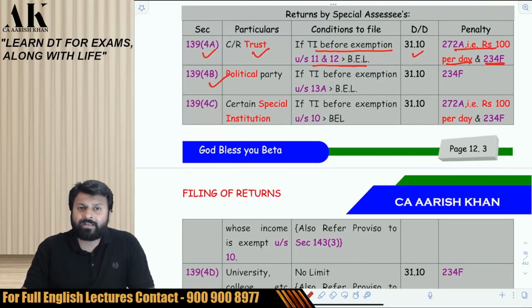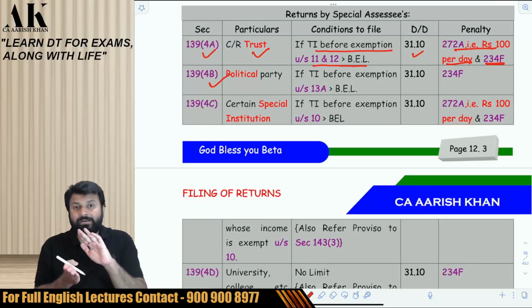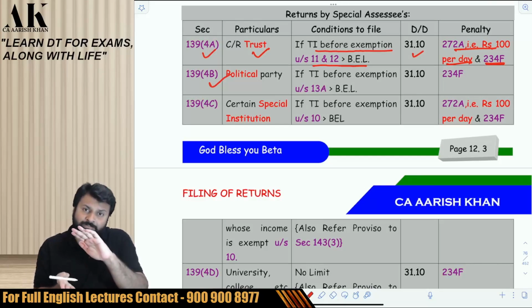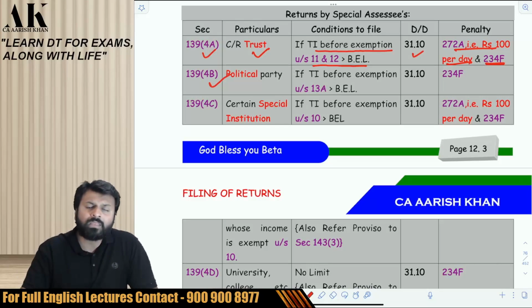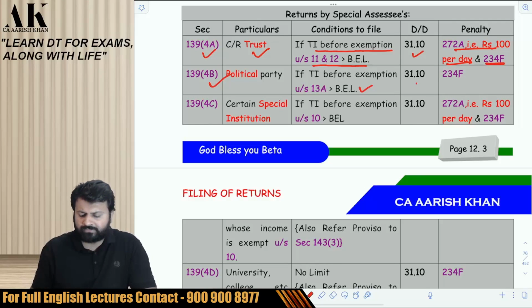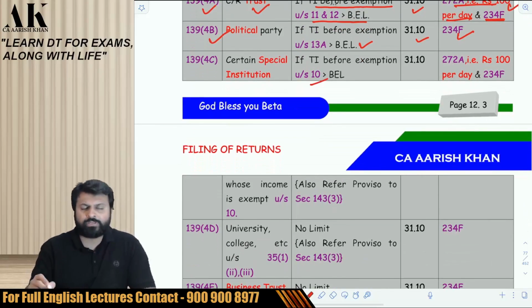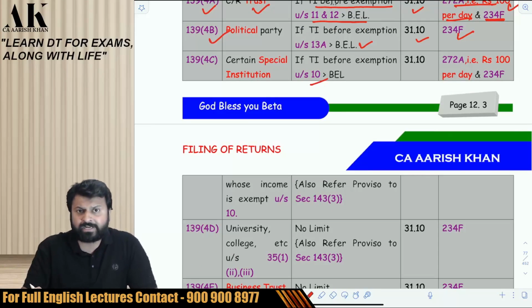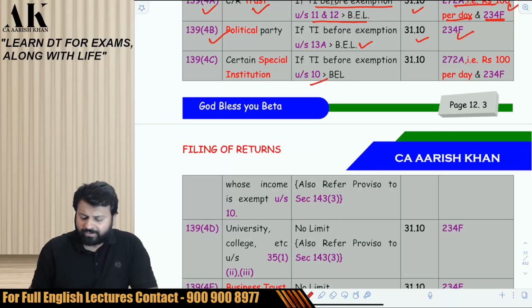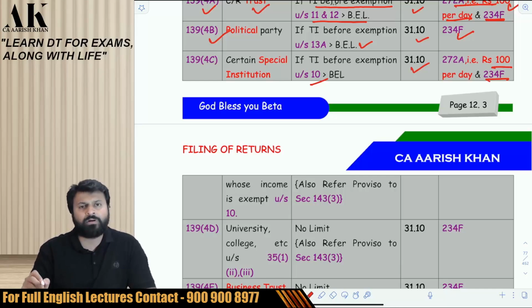Political party, if a political party is earning total income greater than the basic exemption limit, and it is before giving the exemption, again the same logic, if it is greater than the basic exemption limit, 31st October, only 234F, no penalty separately, unlike the one over here. Okay. Third, certain assessees whose income is exempt under section 10. Again, if before giving the exemption, income is greater than the basic exemption limit, then you have to file the return on 31st October. And again, there are two kinds of consequences which you have to bear. 234F fee you have to pay, and ₹100 per day penalty also you have to bear.